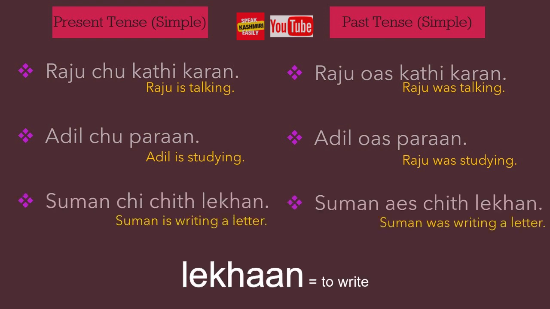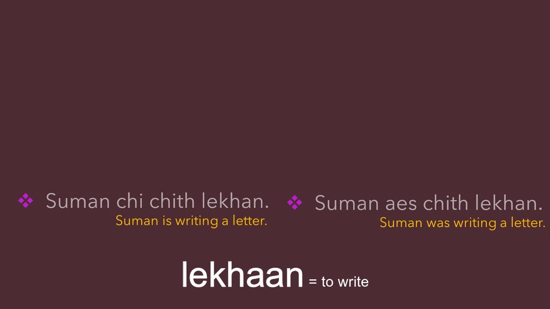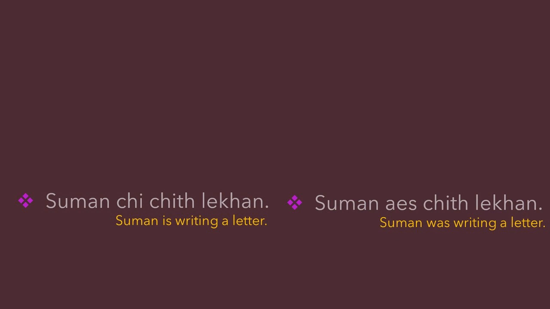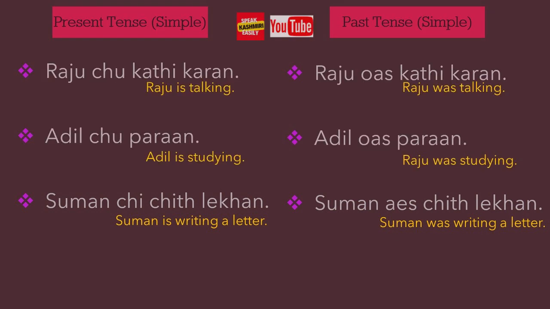Suman ch chit lekhan. Suman is a feminine noun, so we use ch instead of chu. Suman ch chit lekhan. Present tense, when transformed to past tense, will become Suman as chit lekhan. So remember, ch gets converted into as. As is always used for feminine nouns.